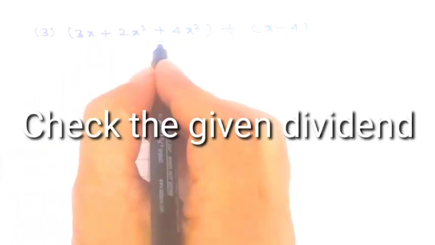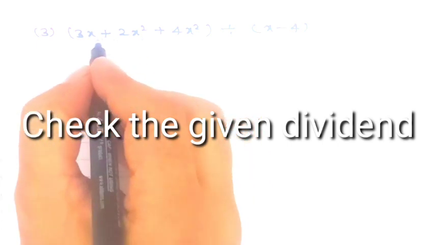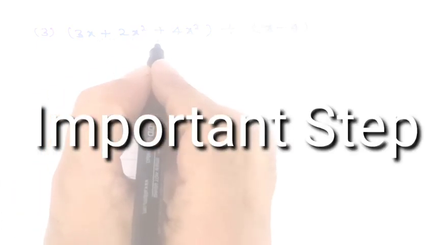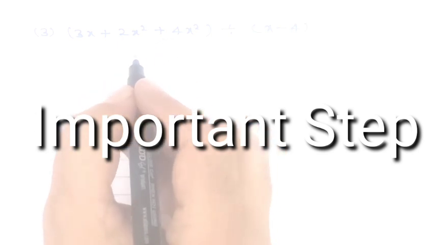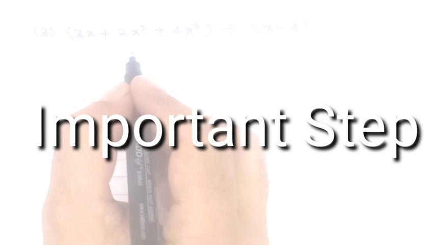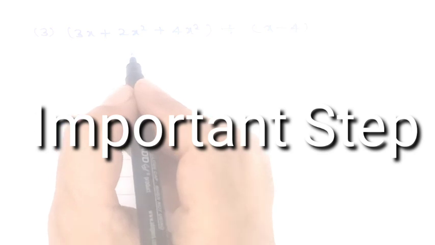Third question. My dear students, look at this dividend. Here the terms in the dividend are not in the descending order. I have told you before that if the terms in the dividend are not in the descending order, write them in the descending order of the indices. And if any term is missing, then assume the coefficient of the term to be 0 and then complete the descending order. That is the way.